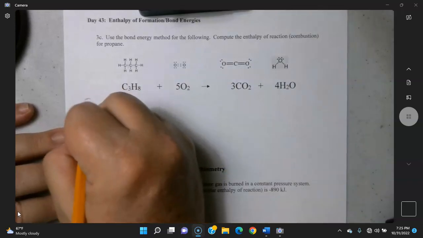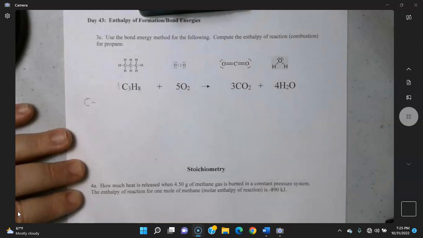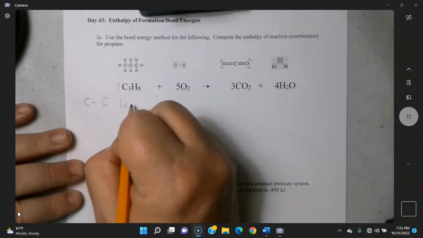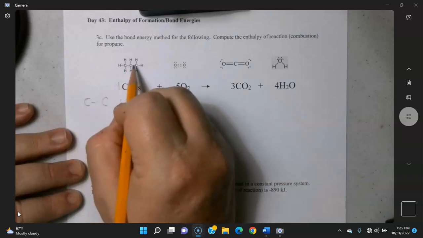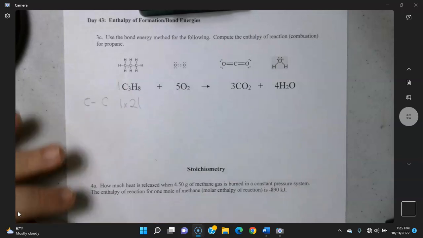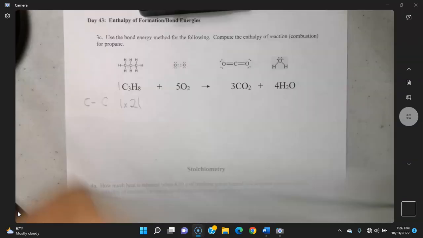And this is a balanced reaction, so this has a coefficient of 1. So you have 1 molecule times 2 bonds right there, 1, 2 bonds. And we said before that a carbon-carbon bond is 347.